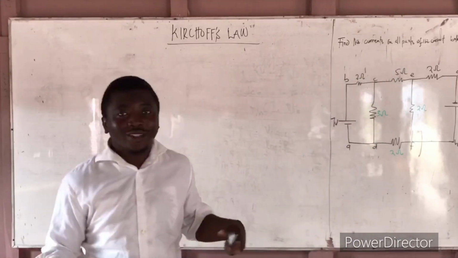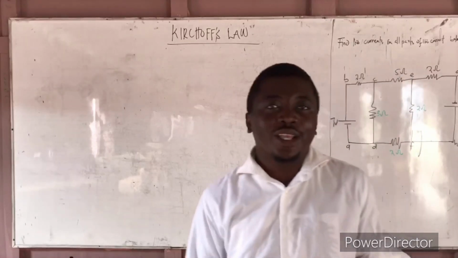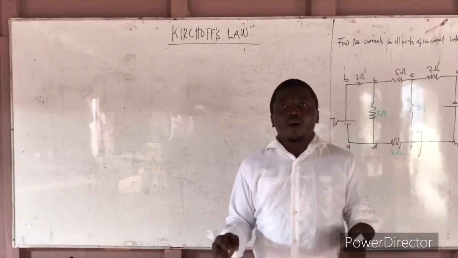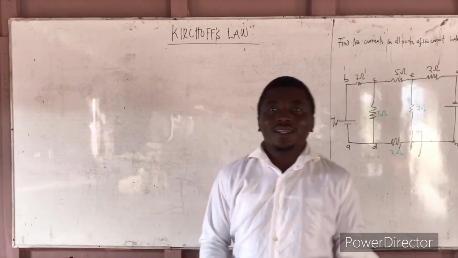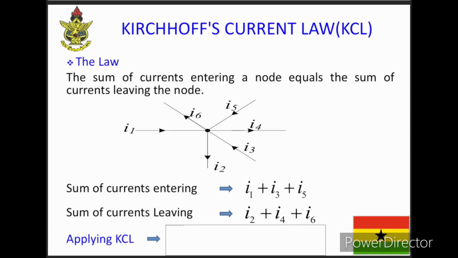Today I'm taking you through Kirchhoff's rules, and we are going to be talking about KVL and KCL. Kirchhoff wrote two laws that help us simplify electrical circuits in order to get the currents and voltages going through some part of the circuit. He started with the KCL. The KCL law states that the sum of current entering a node equals the sum of currents leaving a node.